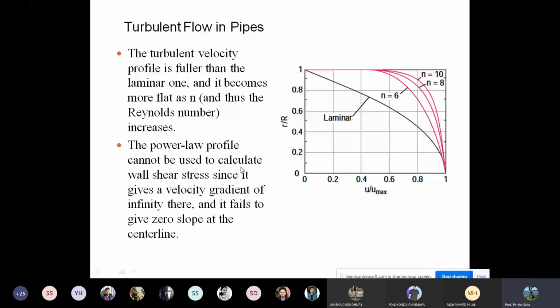It's very difficult to calculate wall shear stress. It gives a velocity gradient of infinity there. As you can see, the velocity gradient is infinite over here, and it fails to give zero slope at the center line. So that's why we need to use a trial and error method to determine various parameters. And one thing is that the turbulent flow velocity profile is much fuller than the laminar one.